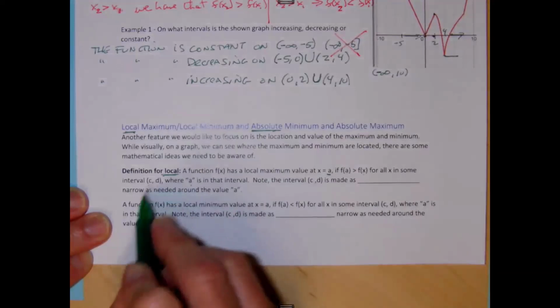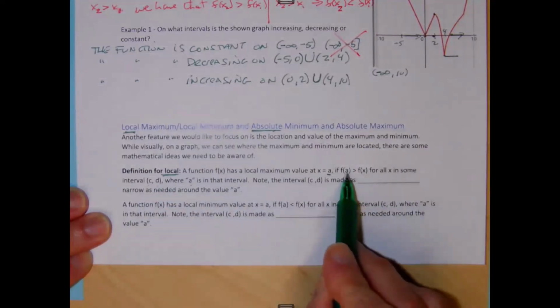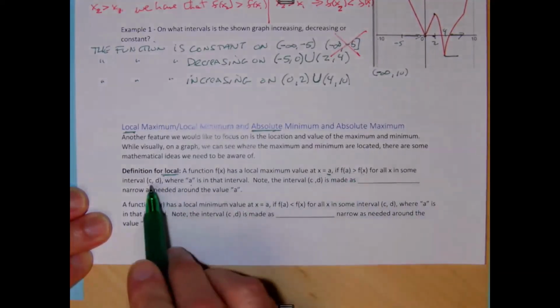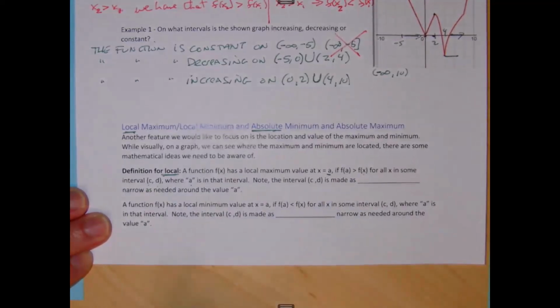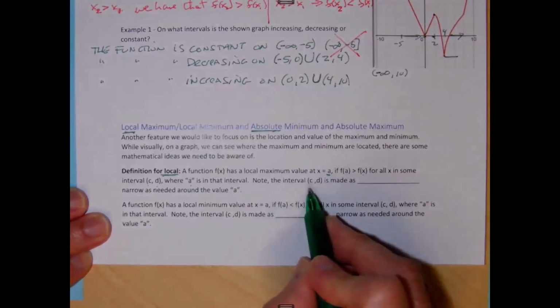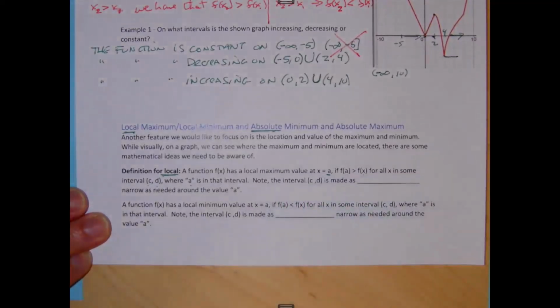So a is somewhere in here, and no matter what I try to enter besides a, all the other values are not bigger than that one. Note that the interval cd is made as narrow as needed around the value a.